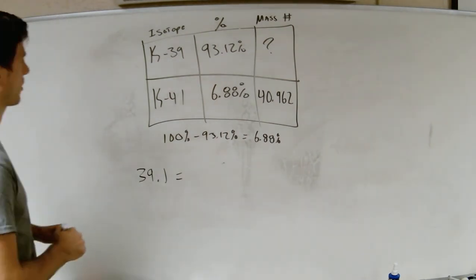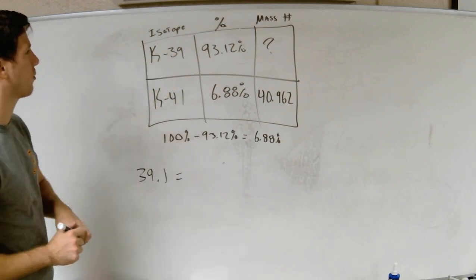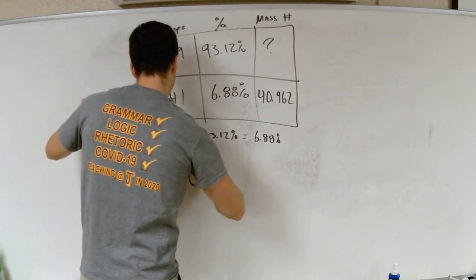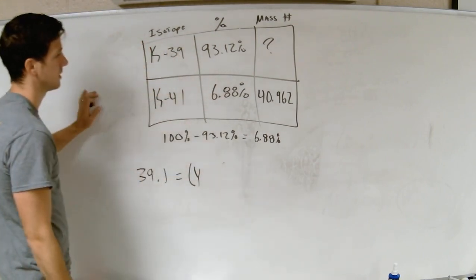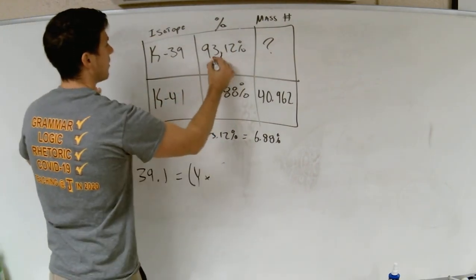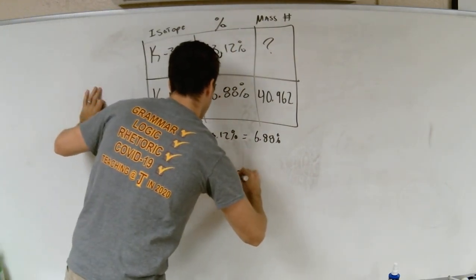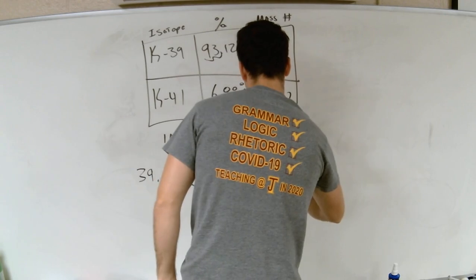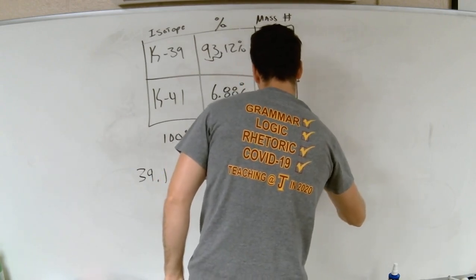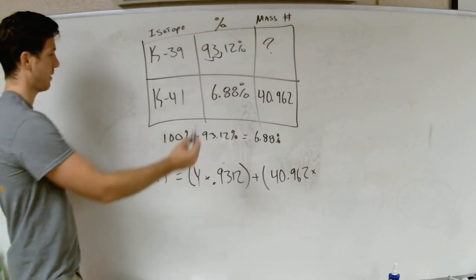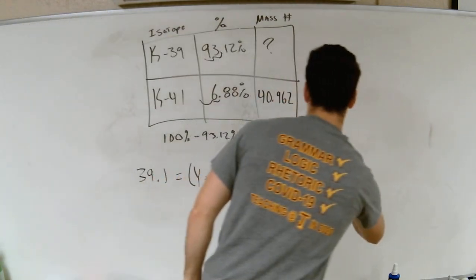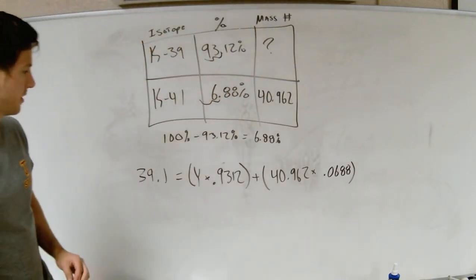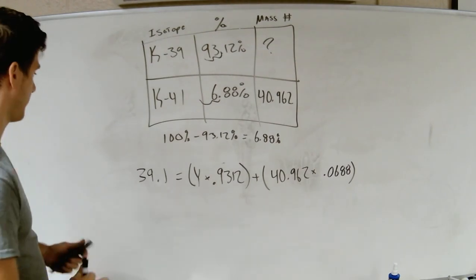So here, let's go ahead and plug in what we know. For isotope 1, we don't know the mass number, right? We're looking for the more specific one. So I'll just put a Y right there. I do know its percent abundance is 0.9312. For isotope 2, I do know the mass number to be 40.962. Percent abundance, I move that decimal left twice to make it 0.0688. And it looks like from here, it's just some algebra, alright?